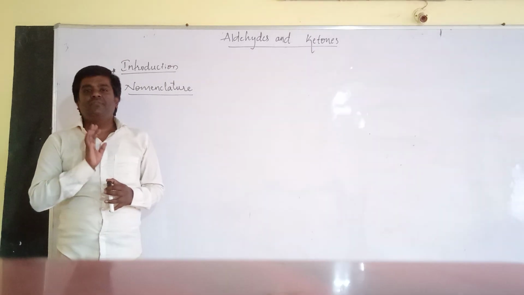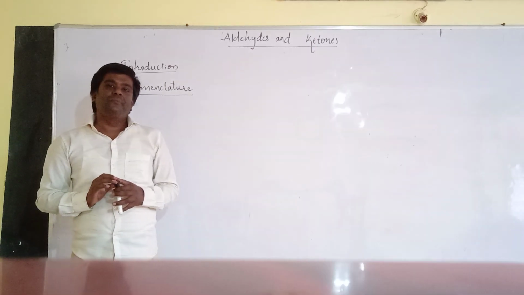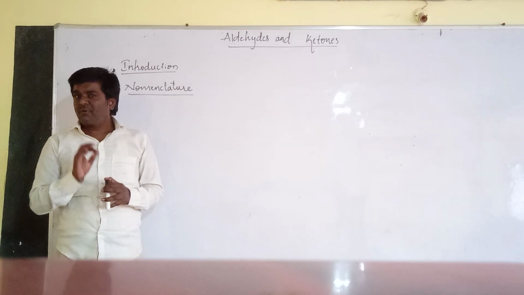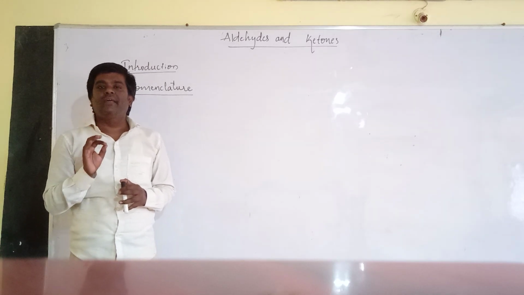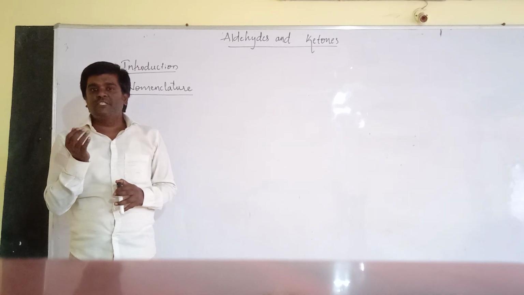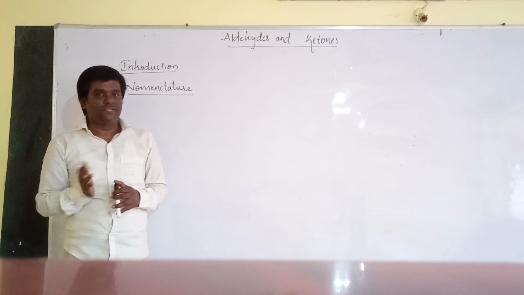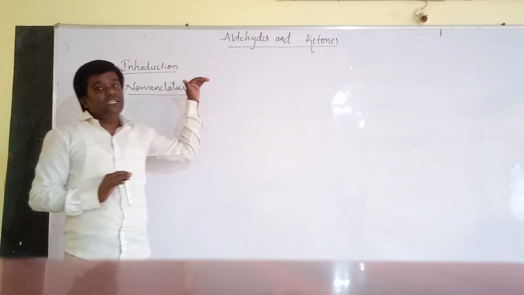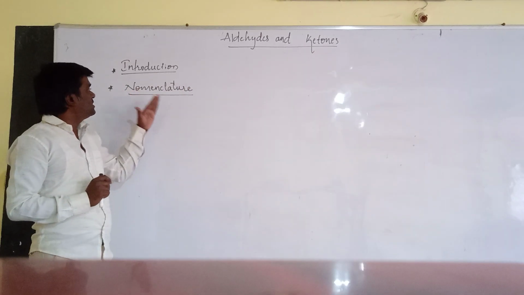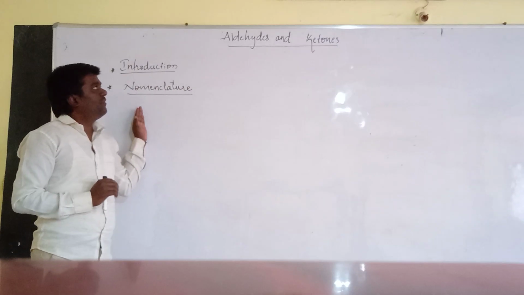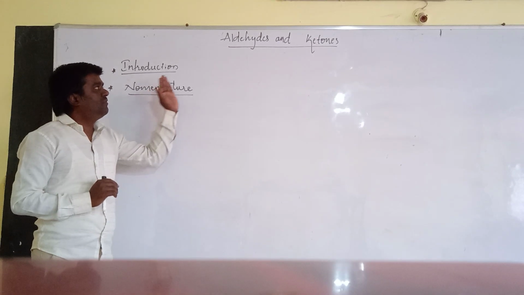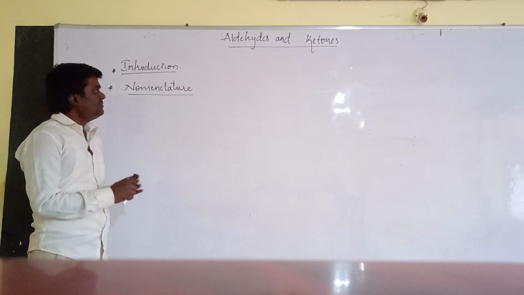Due to the positive charge on the carbon atom, this carbonyl carbon is also known as a Lewis acid. That means the species which accept electrons are known as Lewis acids. This much about yesterday's last class. Then let us see the nomenclature of organic compounds, or nomenclature of aldehydes and ketones.